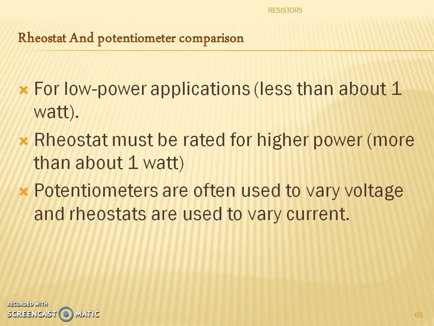Rheostat and potentiometer comparison. Potentiometers are used for low power applications, less than about 1 watt. A rheostat must be rated for higher power, more than about 1 watt. Potentiometers are often used to vary voltage, and rheostats are used to vary current. That is the main difference.